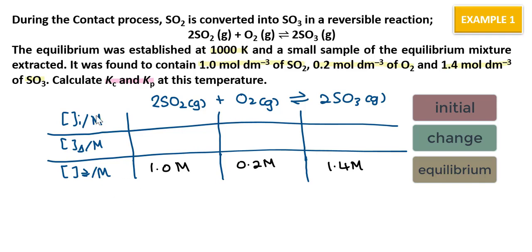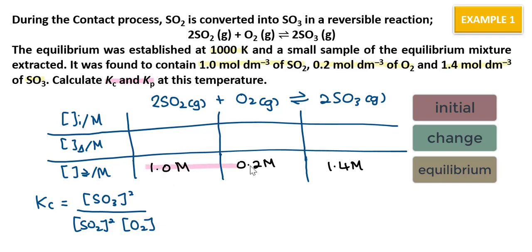Alright, and then we need the Kc expression. The Kc expression is equal to the concentration of SO3 to the power of 2 divided by the concentration of SO2 to the power of 2 and the concentration of oxygen to the power of 1, because here we got 1 mole. Alright, and then K here means the equilibrium constant and C is in terms of concentration. So the concentration in this expression must be the concentration at equilibrium. So the concentration at equilibrium is this.